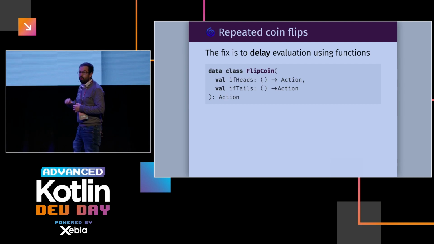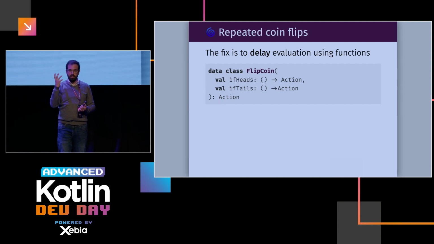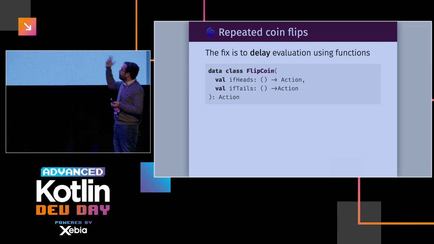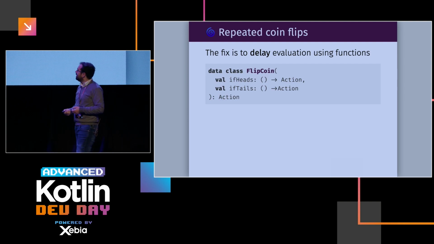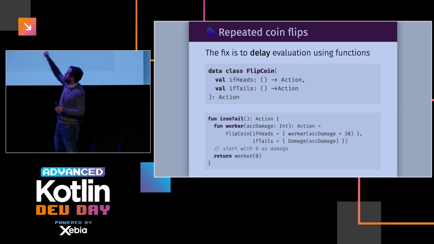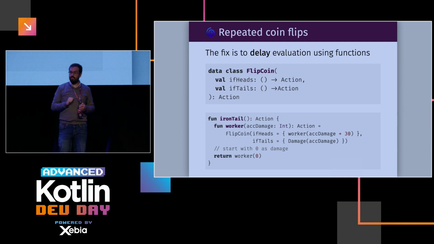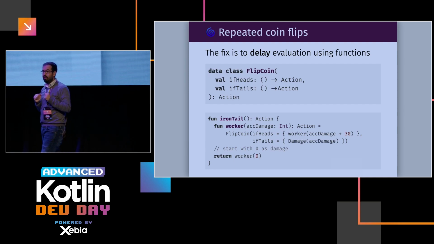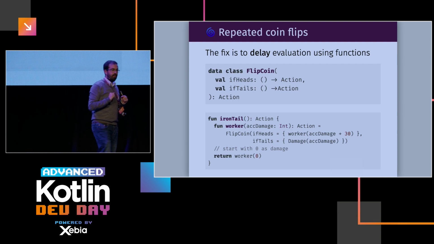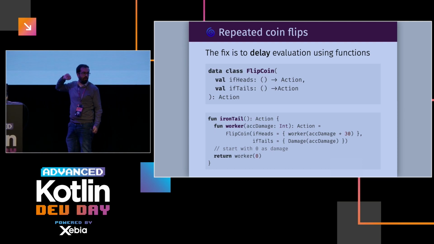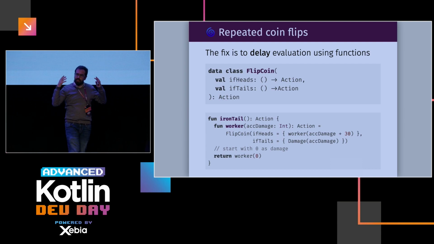We can fix it by delaying the evaluation of these things, and that's where functions come into the game. Instead of having just an action, we are going to have a function with no parameters, that's okay, which returns an action. And that means that the code doesn't change that much. We just need to add some curly braces here and there, because now the if heads and if tails actually require an action. But now evaluation stops there. It gets the flip coin, and then we have a function, but we don't look inside the function until we execute this.